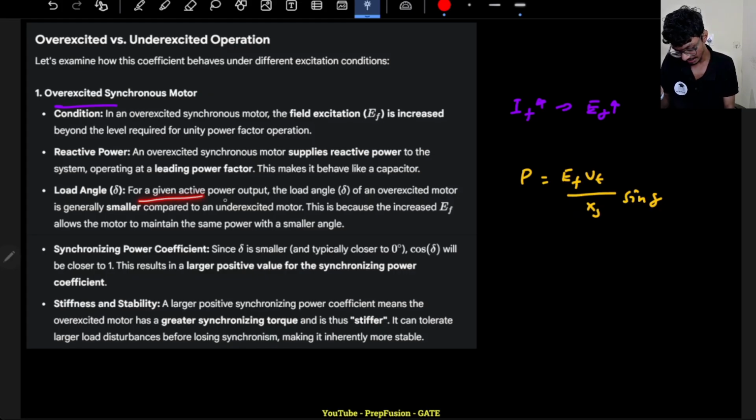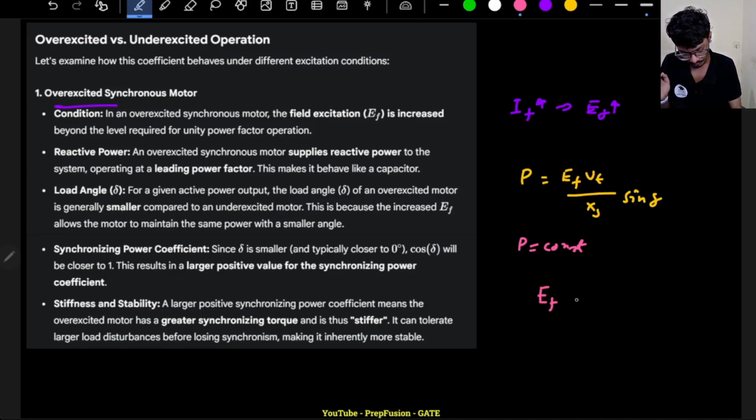So for a given active power output, what will happen to the load angle? In other words, if my power is constant and I am changing EF, Vt and XS are anyway constant. So basically EF into sine delta has to be constant. I think we have discussed this previously as well. So if I am increasing excitation, then sine delta has to reduce to keep the power constant. For the same power, if I am increasing excitation, sine delta has to reduce.